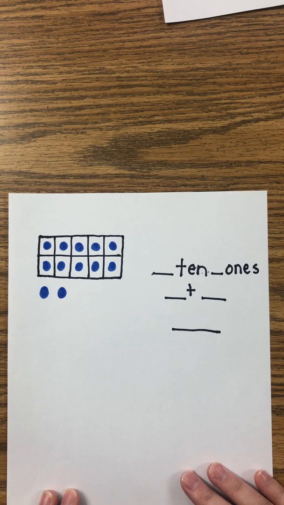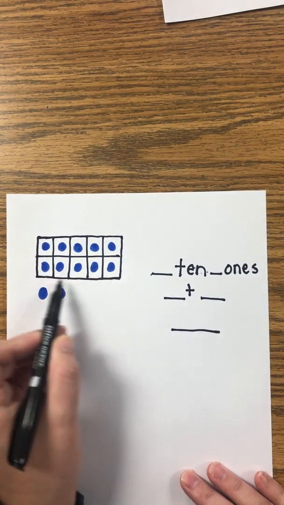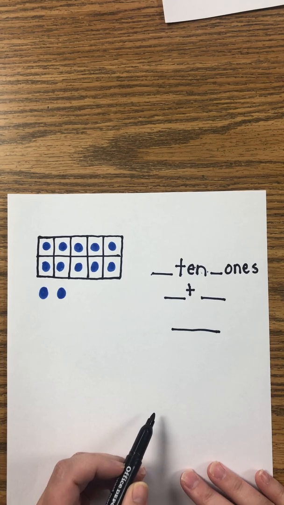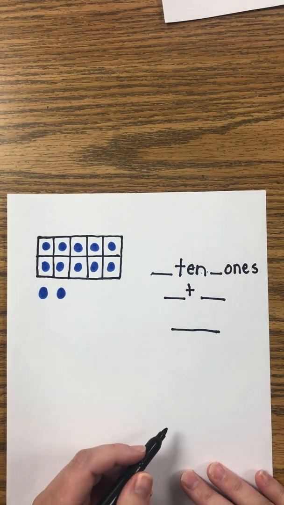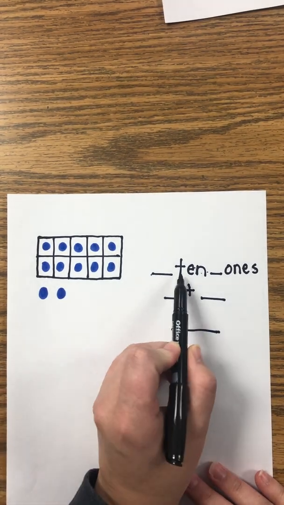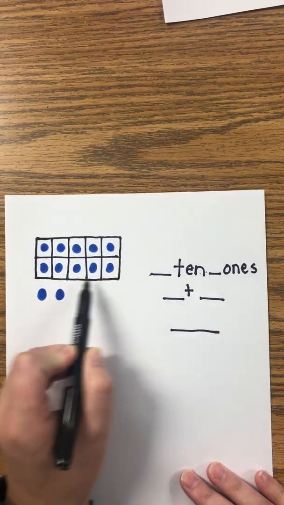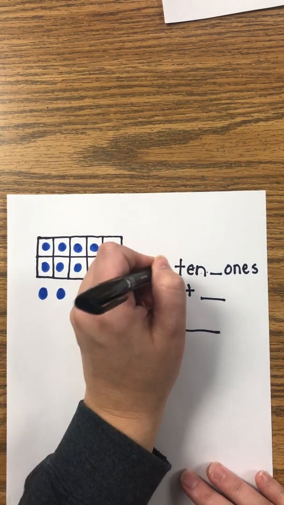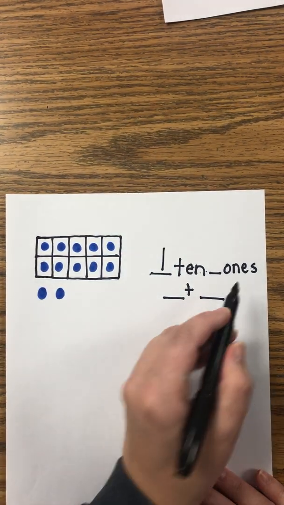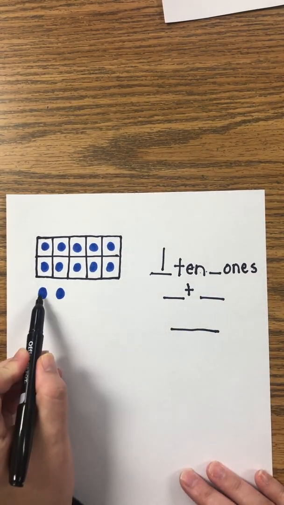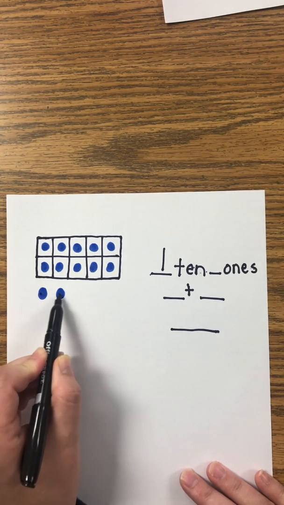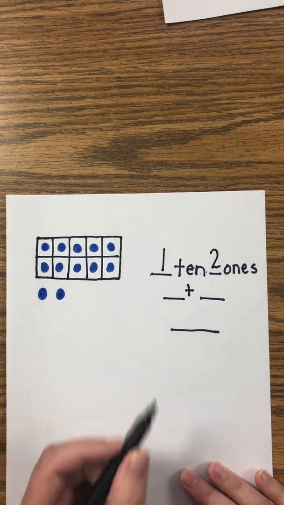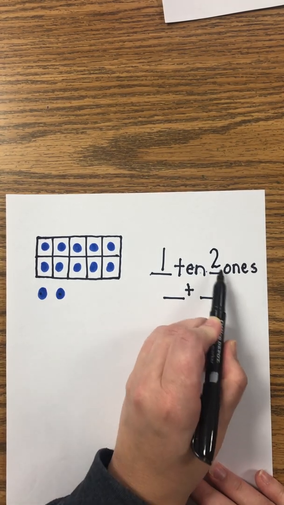Okay, same thing. I have our counters already in our tens frame. Let's try to work a little quicker this time. See if you can help me fill in the blanks. How many tens frames do I have that's filled up? 1. How many ones do I have that are left over that do not fit in the tens frame? There's 2. Good job. So I have 1 ten and 2 ones.